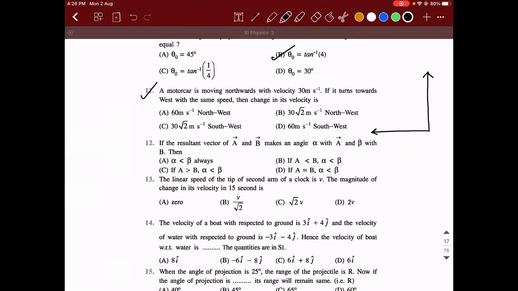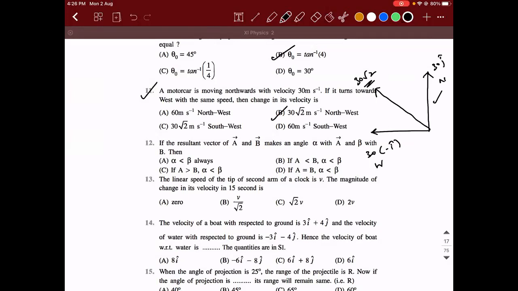So this is 30 j cap. This is 30 with minus i cap. So what is the direction of this? It is a parallelogram, right? Because they are co-initial vectors, like the way I took it. It is 30 root 2. So 30 root 2 option is there in B and C. Which one is right? This is north. This is west.